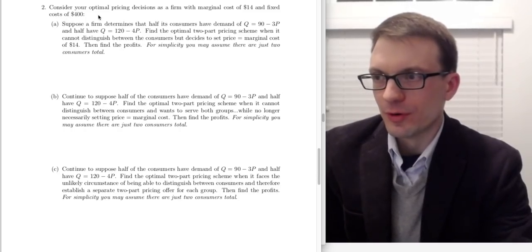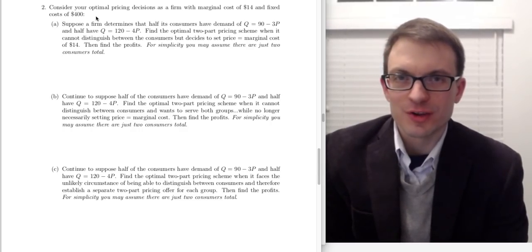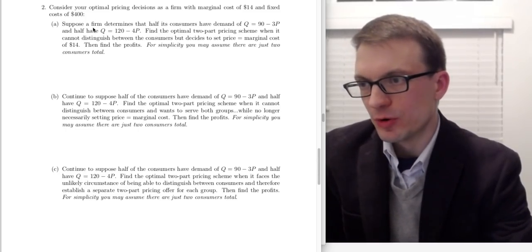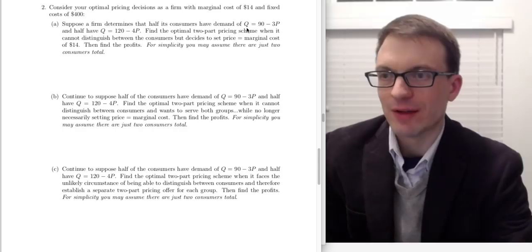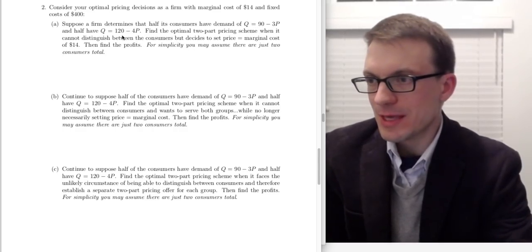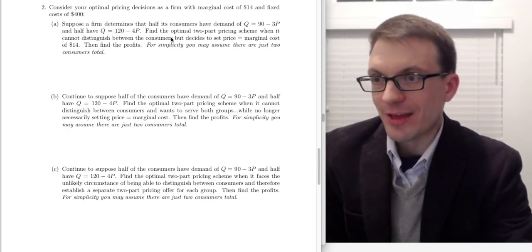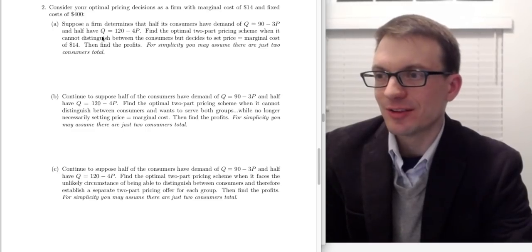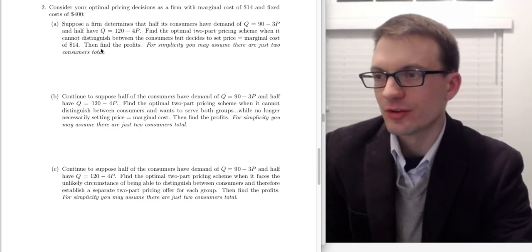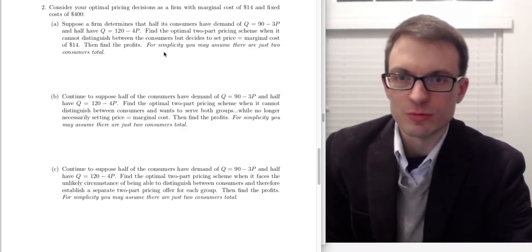Okay, suppose we are considering your optimal pricing decisions as a firm with marginal cost of $14 and fixed costs of $400. Initially, suppose the firm determines half its consumers have demand of quantity equals 90 minus 3p and half have demand of quantity equals 120 minus 4p. Find the optimal two-part pricing scheme when it cannot distinguish between consumers but decides to set price equal to marginal cost of $14. Then find the profits. And for simplicity, assume that there's just two consumers total.